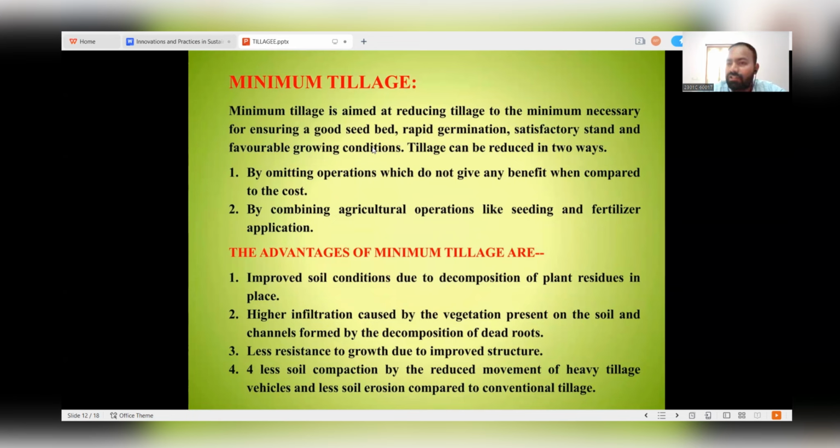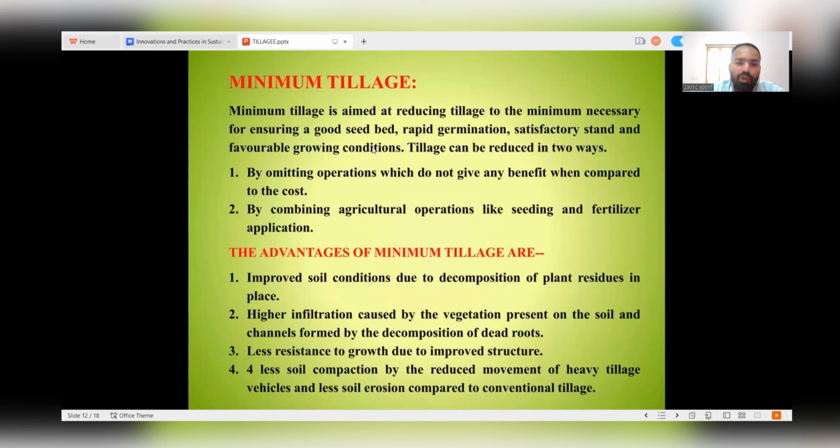Then, what are the advantages of minimum tillage? Improved soil condition due to decomposition of plant residues left in place. It will increase the decomposition speed. Okay. Then second point, high infiltration caused by vegetation present on the soil and channels formed by the decomposition of dead roots. And third, less resistance to growth due to improved structure, because we are not disturbing the soil.